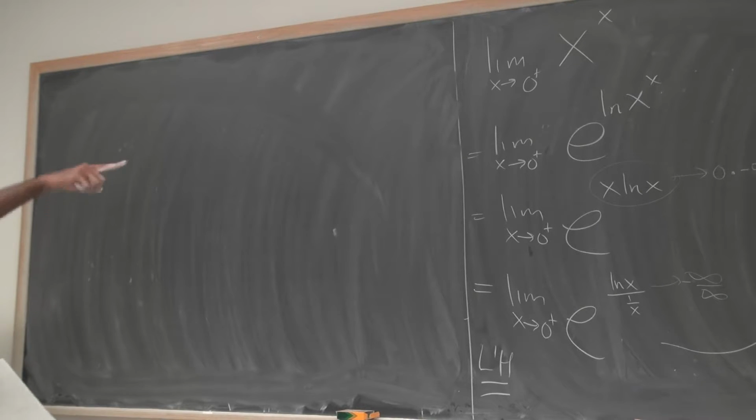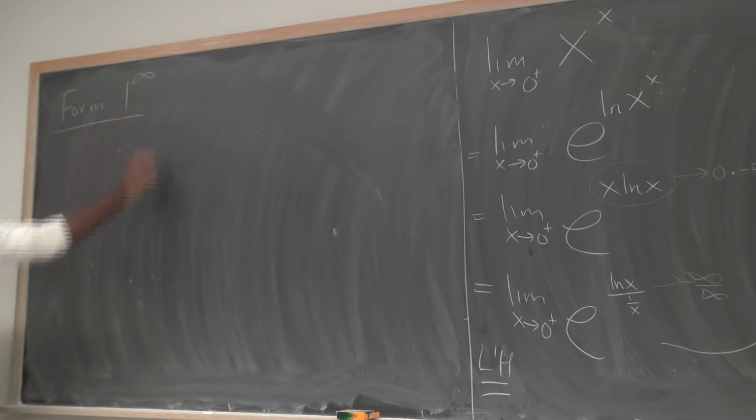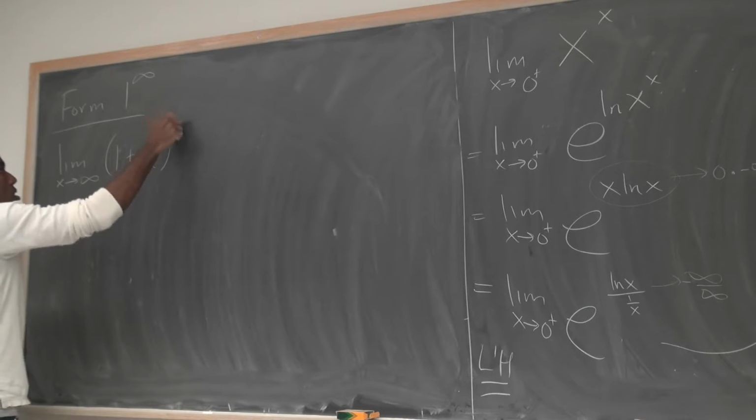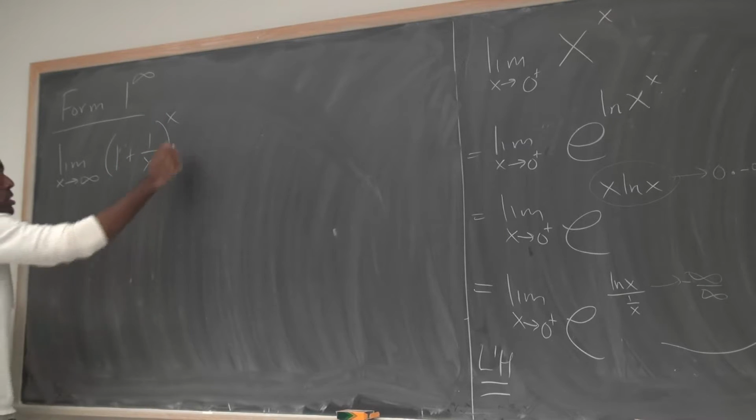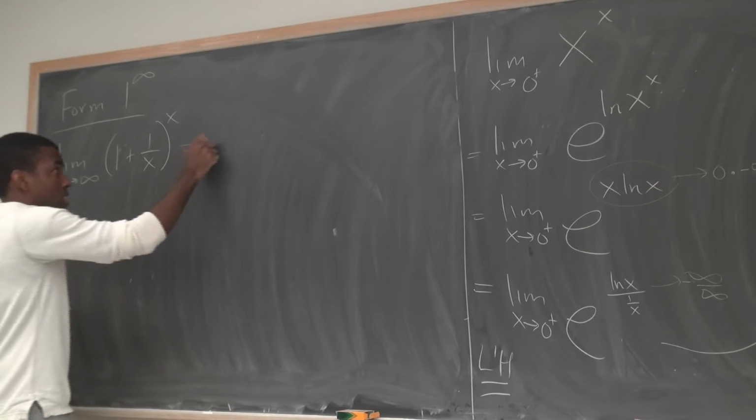So these were both of the form 0 to the 0. We can also talk about the form 1 to infinity, which is, I'm going to show a very important thing. We're going to find the limit as x approaches infinity of 1 plus 1 over x to the x. What does that equal? Like the final answer. This is actually e.